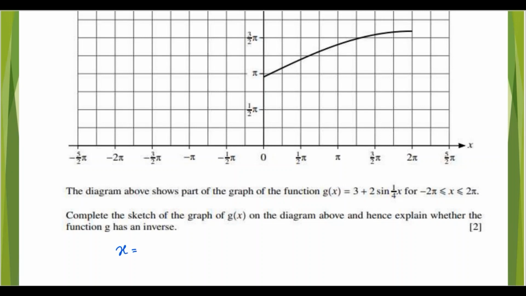So when x equal to minus 1 over 2 pi, what is g of x? So g of x equal to 2.23. So when x equal to minus pi, g of x equal to 3 plus 2 multiplied by sine of 1 over 4 multiplied by negative pi gives 1.59.